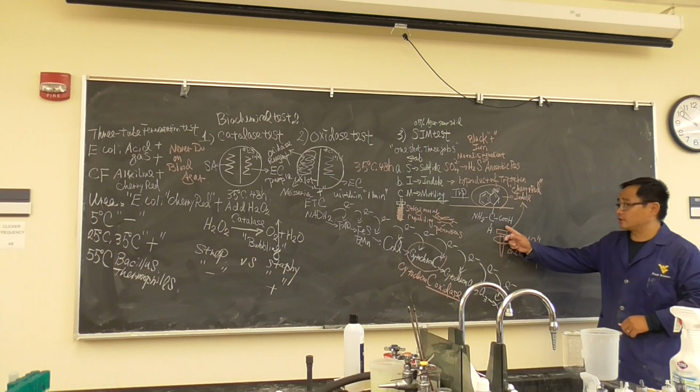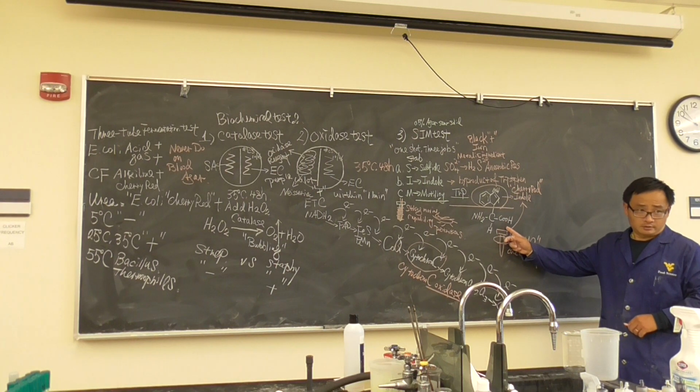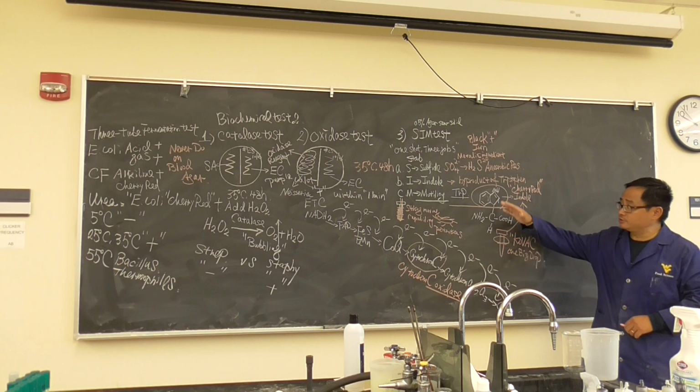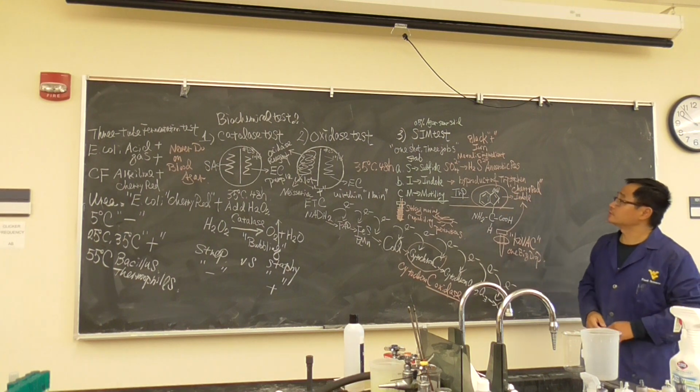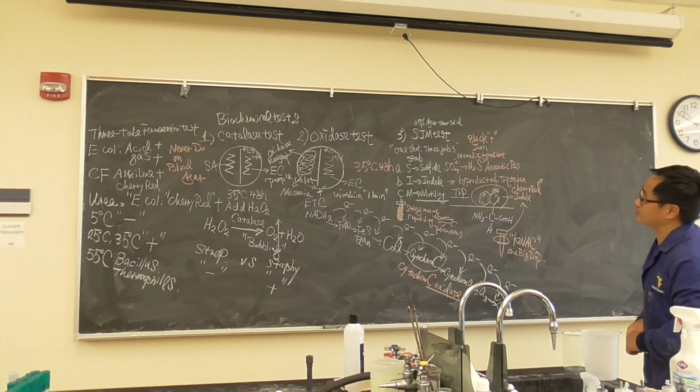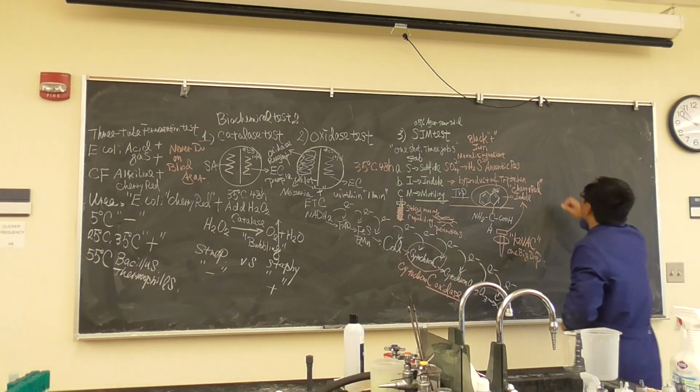Now, what is this guy here? Amino acid revised to pyruvic acid. Is that right? They could go through the TCA cycle or further aerobic respiration process. So bacteria can use amino acids. Okay, that is indole test. Number 3. Number 4.